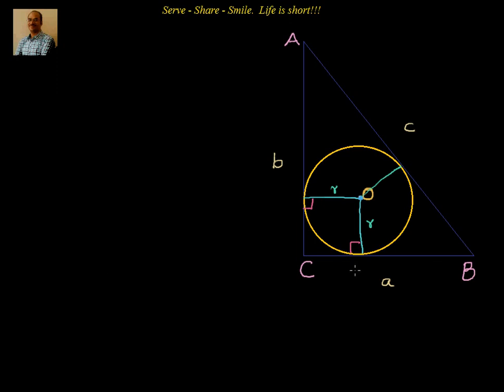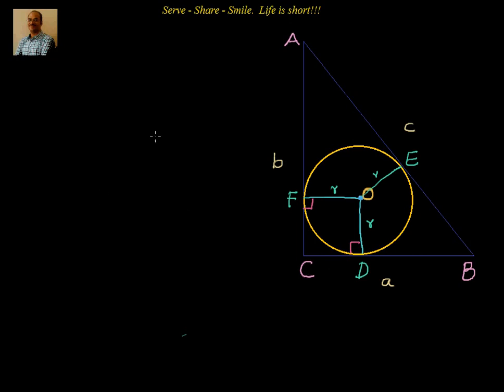Let us say the points are D, E, F. So we know that OD equals OF equals OE equals the radius. Now we can find out the inradius of the right angle triangle, or we can find out the radius R in terms of A, B, C in two ways.